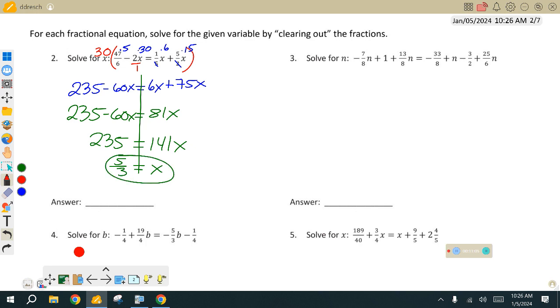So, let your calculator help you out with the arithmetic, and then at the end of that, let your calculator do that reducing the fractions for you. Okay? Alright, rock and roll. Let's go to the next one. Number 3. That is an ugly one.